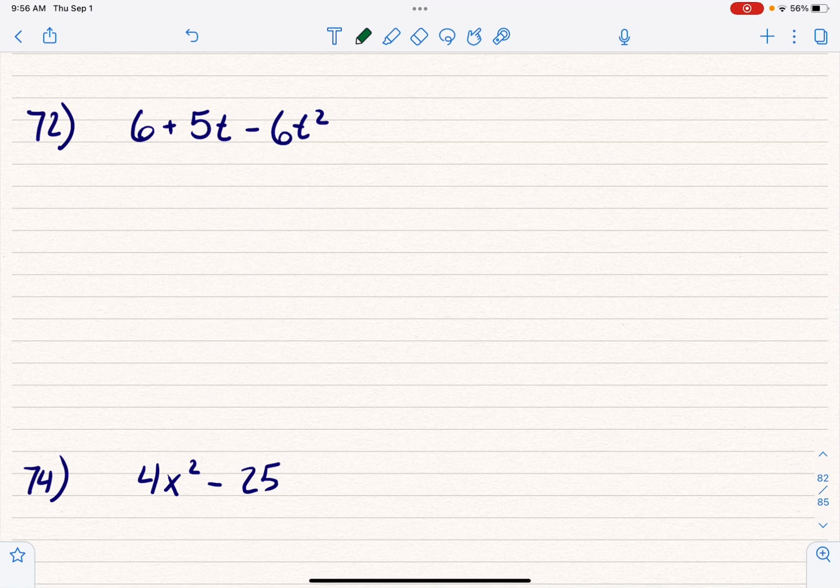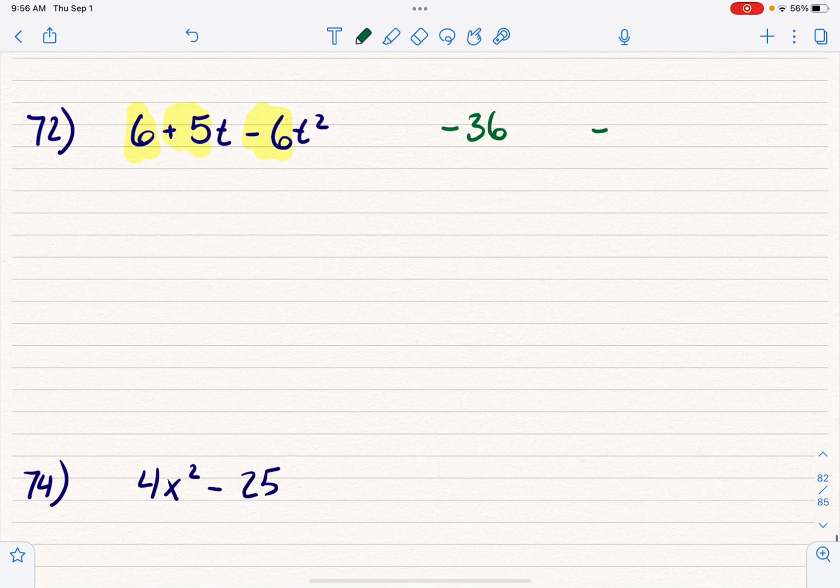Now with 72, what they did here is they tried to make it appear more difficult. This is the exact same problem we've been doing. They just spun around the order on everything. But you're still going to do it the same way and go, I've got to multiply these two, and I get negative 36. What are factors of negative 36 that add up to be positive 5? And the answer would be positive 9 and negative 4. When I multiply positive 9 and negative 4, I get negative 36. But when I add them, I get that positive 5.